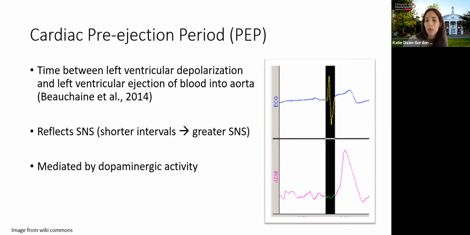One way of tapping into more sympathetic processes on the heart is focusing on cardiac pre-ejection period. This is the time between the left ventricular depolarization and the ejection of the blood into the aorta. And so shorter basically means more sympathetic response. We can think of it similar to a more rapid heart rate, but a more specific measure. The problem with PEP is you need more than just ECG to measure it. That's really the issue here.